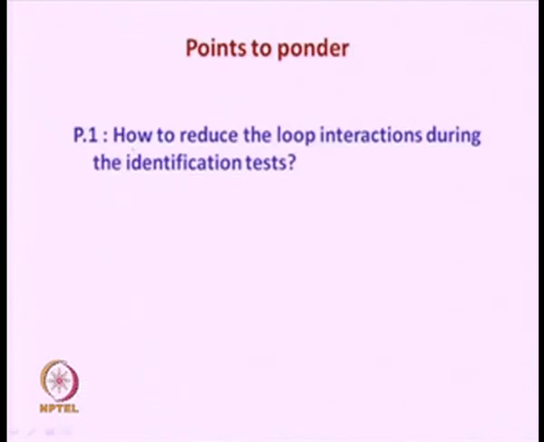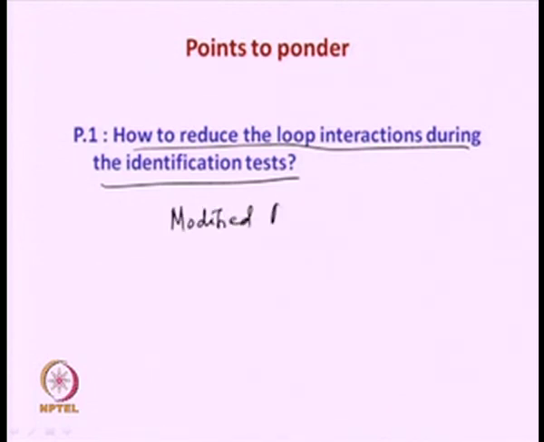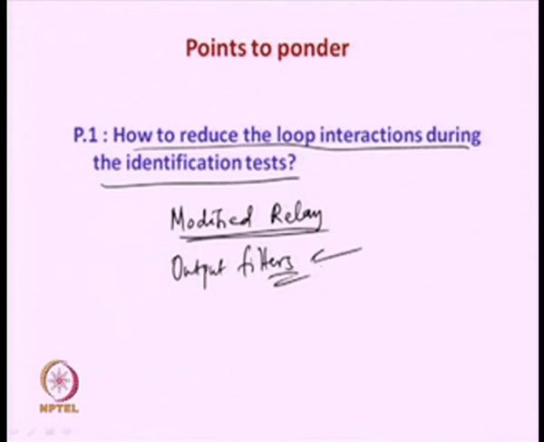Now, how do we reduce the loop interactions during the identification technique? One way is by employing a modified relay, as we have discussed here. You can use a modified relay to eliminate the loop interactions between the two loops, or you can use some output filters, which can also enable us to reduce or minimize the interactions between the two loops.